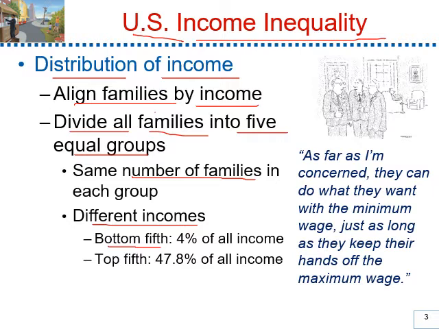will earn only 4% of all income. The top fifth, which is the richest group, earns about 47.8% of all income. In other words, the richest group makes about 12 times more income than the poorest group.